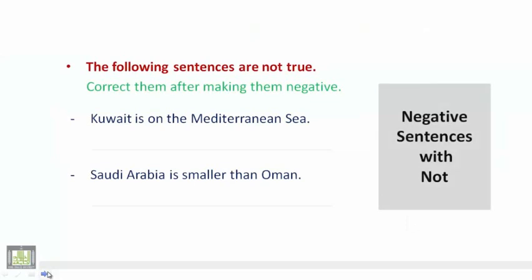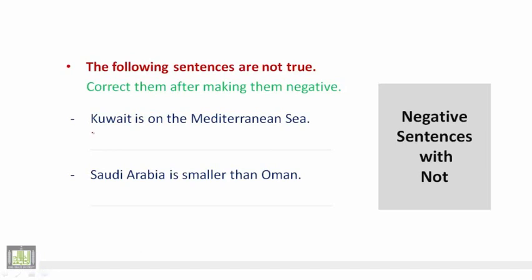Now we have two sentences which are obviously wrong in meaning. لدينا الآن جملتان غير صحيحتان من ناحية المعنى. So we need to make them negative first and then we make them true. The first one is Kuwait is on the Mediterranean Sea. تقع الكويت على البحر الأبيض المتوسط. Of course, this is a wrong sentence and we want to make it negative.